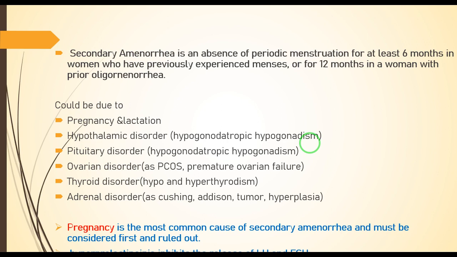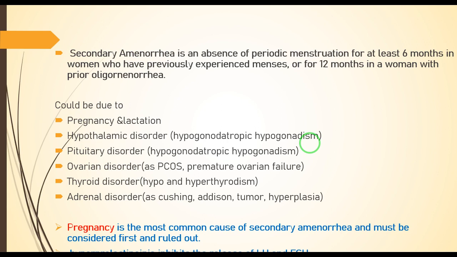Thyroid disorder, whether hypo or hyperthyroidism, also may be a cause of secondary amenorrhea, and this can be easily assessed by measuring the level of thyroid stimulating hormone. It must be one of the important steps in the diagnosis of secondary amenorrhea.